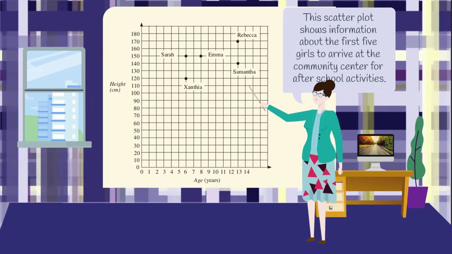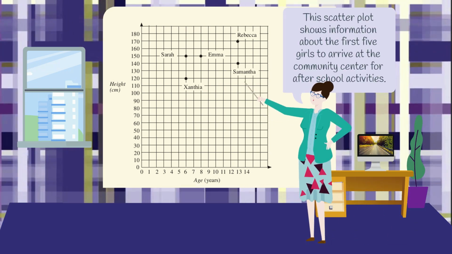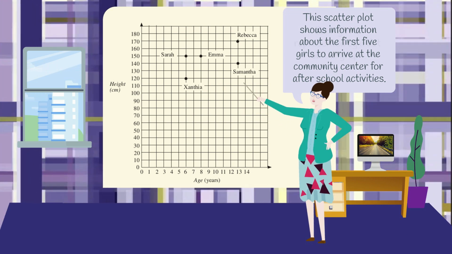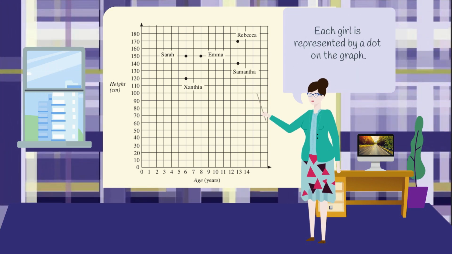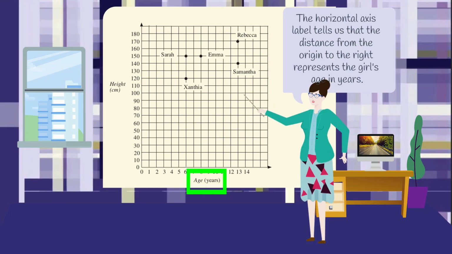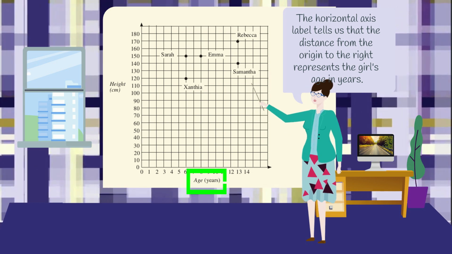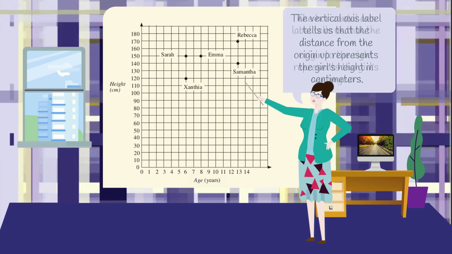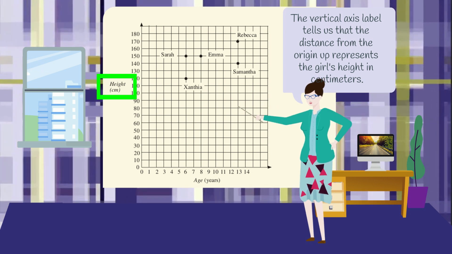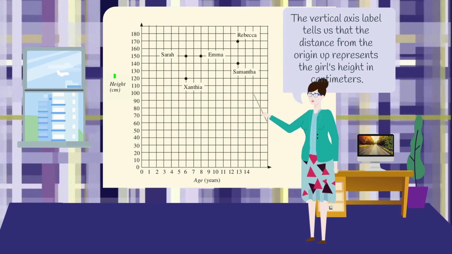This scatterplot shows information about the first 5 girls to arrive at the community center for after-school activities. Each girl is represented by a dot on the graph. The horizontal axis label tells us that the distance from the origin to the right represents the girl's age in years. The vertical axis label tells us that the distance from the origin up represents the girl's height in centimeters.